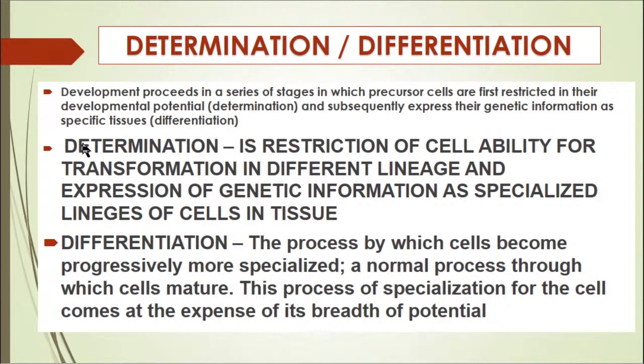So, again, about determination, let's discuss each moment. Restriction: this is decreased potential for development, and the cell's ability for transformation into different lineages. Here we talk about some potentials for development, like totipotency in blastomeres after the beginning of cleavage in the embryo.